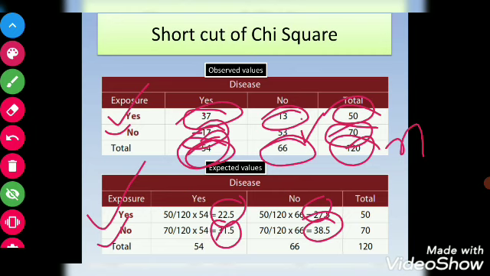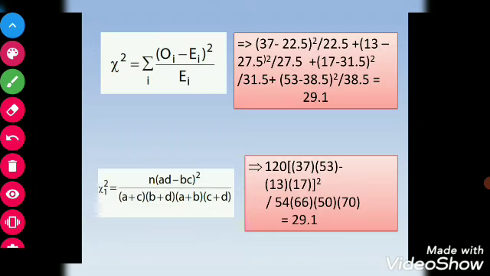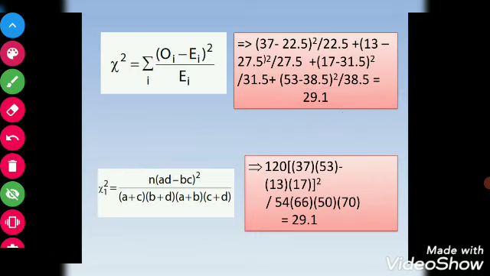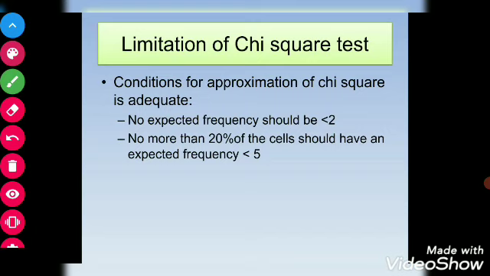Now, after calculating the expected values, you will put these values in the formula. Here I have put them into the formula and got the value 29.1. Or else, you can directly put the values into the simpler formula. Here you don't have to calculate the expected value, simply put the values as it is telling, N into AD minus BC. Like that, here also we are getting the calculated value as 29.1. So in this way you have calculated the value of chi-square that you can compare with the table value.